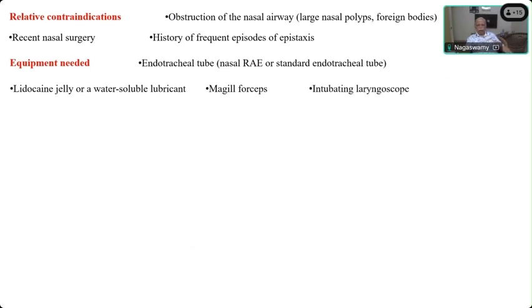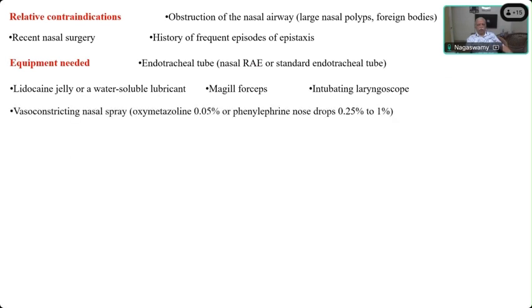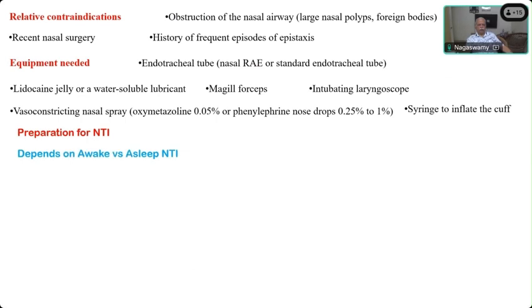Then you require an intubating laryngoscope if you are going to do it under GA, and you have to use this vasoconstricting spray, as she rightly said, and you require a syringe to inflate the cuff as soon as the tube enters the larynx. Now, how are you going to prepare a patient for nasotracheal intubation? This is the next heading under which you should say. And that depends on whether you are going to do an awake intubation or an asleep nasotracheal intubation.